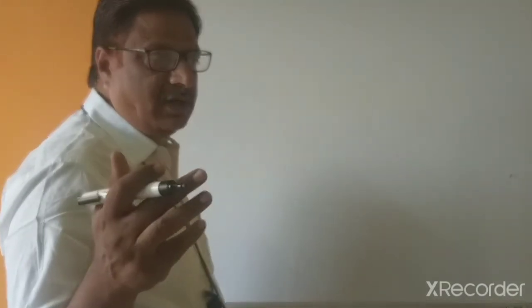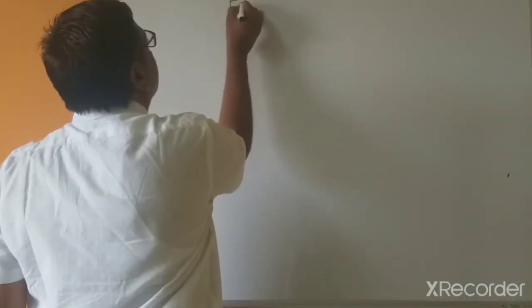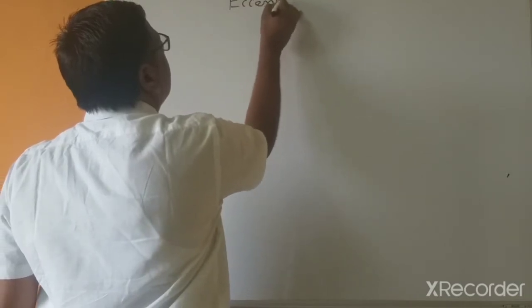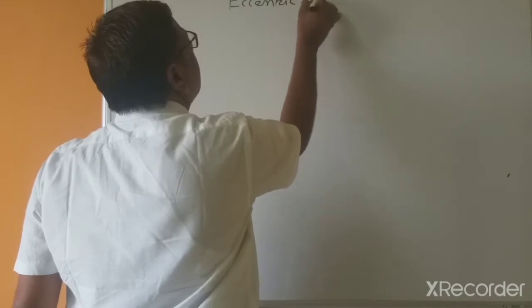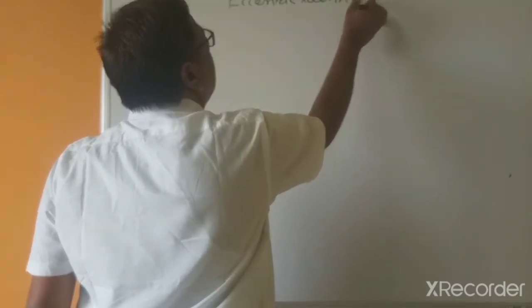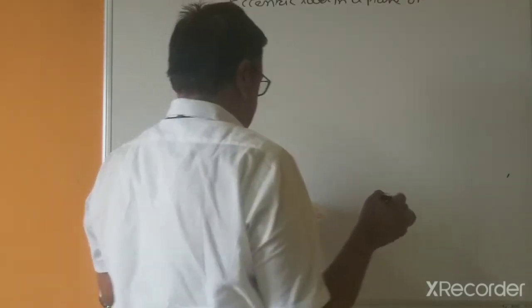In the last lectures, we started welded joints. That's why I am continuing welded joints. In the last lectures, we studied the strength of parallel welds and the strength of transverse fillet welds. So today we'll see eccentric load in a plane of welds.